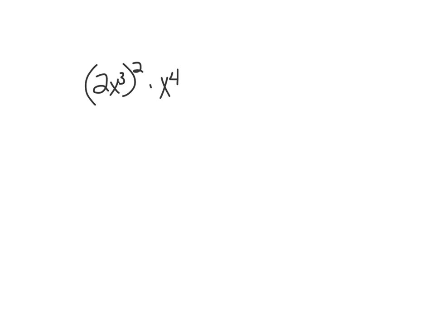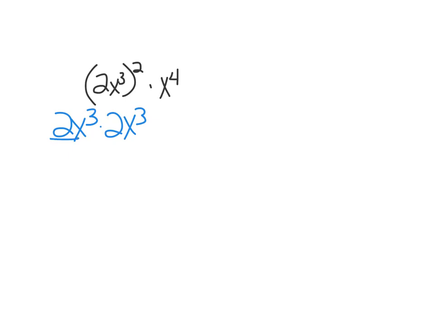This is example 4 on page 491. It looks a little like a monster, but it's actually not too bad. You just have to do it piece by piece and step by step. 2x to the third quantity squared. Let's take care of that first. 2x to the third times 2x to the third. That is what the quantity of 2x to the third squared means.